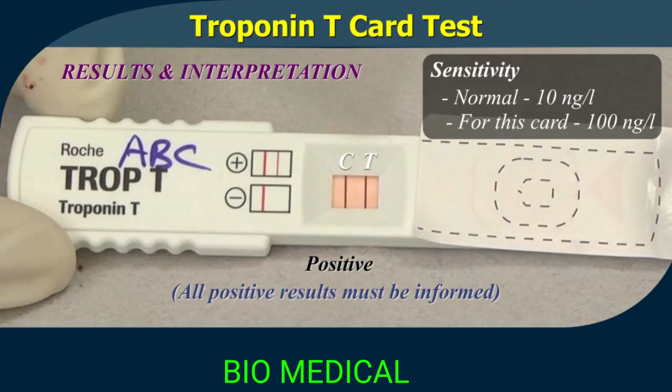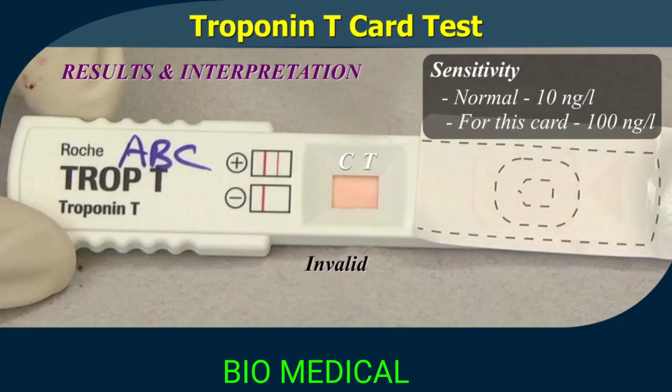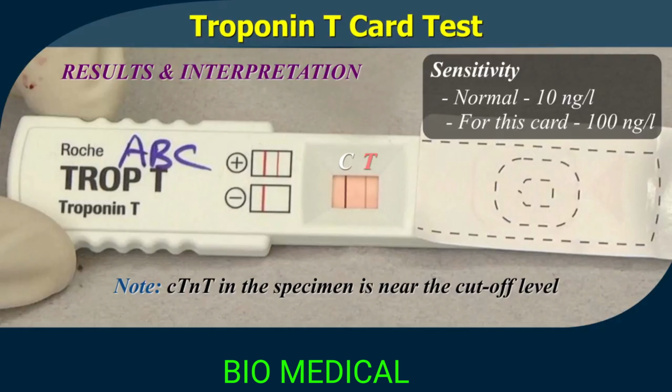The intensity of red color in the test line may be weaker or stronger than that in the control line. If no colored line appears in the control area in 15 minutes, the test result is invalid. The test result is inconclusive and the assay should be repeated. Note: a very faint T line indicates that cardiac troponin T in the specimen is near the cutoff level. The samples should be retested or test results should be confirmed by another quantitative assay.